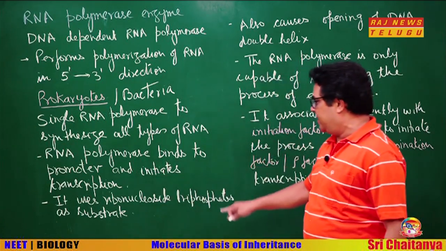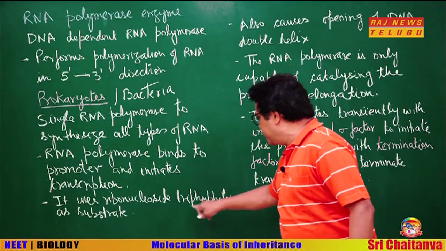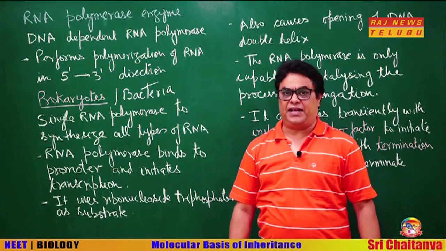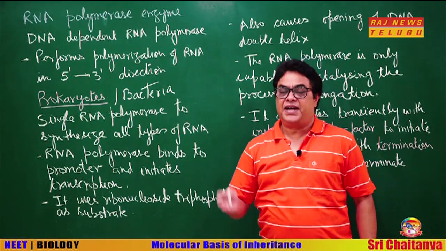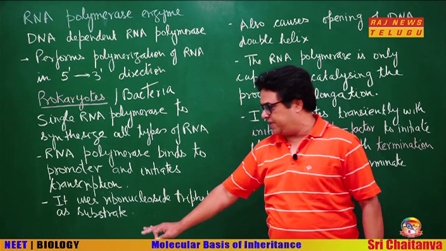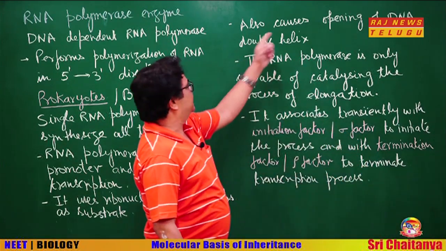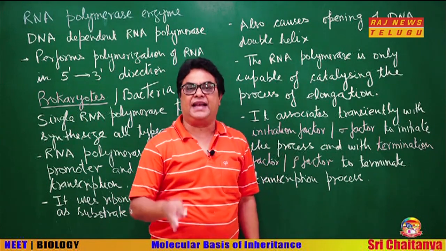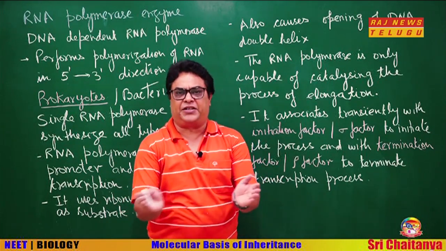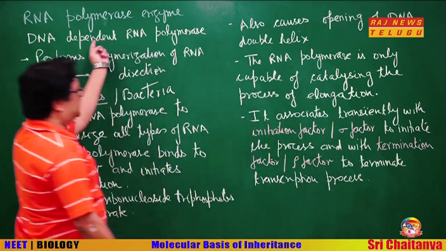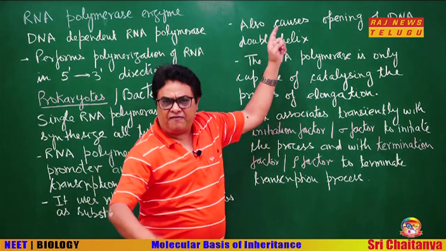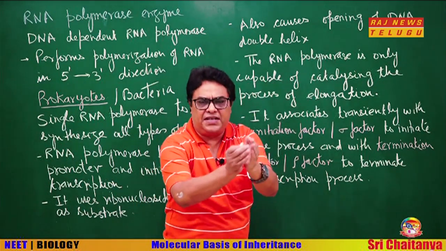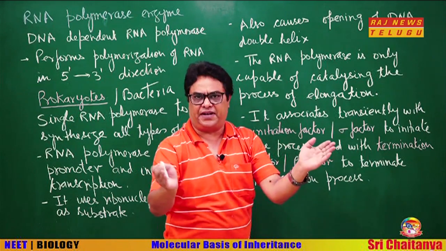Okay? So, for all, it uses ribonucleoside triphosphates as substrate, and remember, during DNA replication the substrate used was deoxyribonucleoside triphosphates. Okay. One more difference is that during DNA replication, a specific enzyme helicase is required to unwind the two strands. Here, the same enzyme RNA polymerase, along with polymerizing the RNA, also has the ability to cause opening of the double helix of the DNA. Okay.